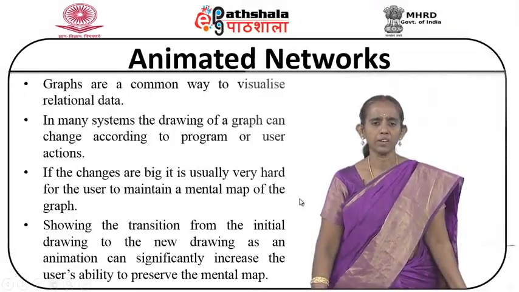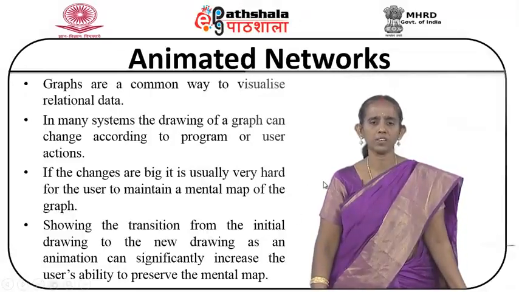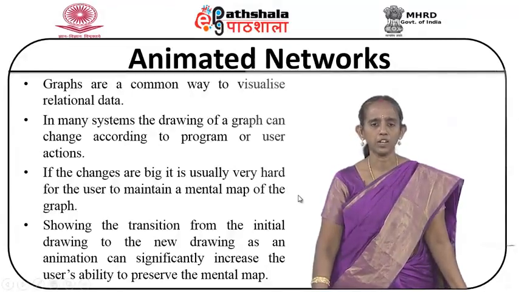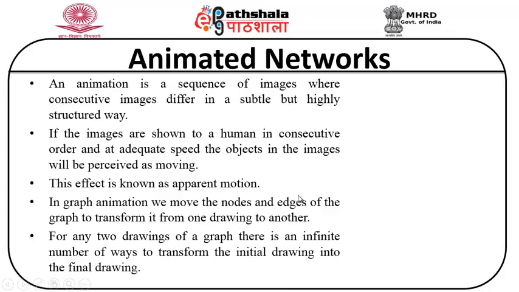If the changes are big, it is usually very hard for the user to maintain a mental map of the graph. Showing the transition from the initial drawing to the new drawing as an animation can significantly increase the user's ability to preserve the mental map of the graph. An animation, as said, is a sequence of images where consecutive images differ in a subtle but highly structured way. If the images are shown to a human in consecutive order and at adequate speed, the objects in the images will be perceived as though they are moving, and this effect is also called apparent motion.